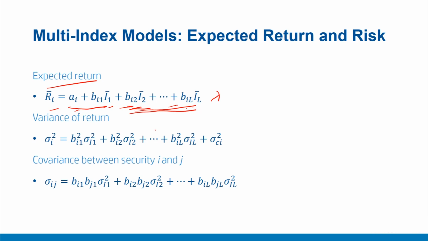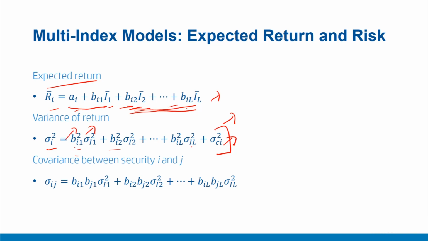Again, similar to the single index model, we introduce variance of return as sigma i square equals Bi1 square into sigma I1 square and so on up till Bil square into sigma Il square plus sigma Ci square. This sigma Ci square represents the residual or stock specific idiosyncratic component of risk which is specific to security i. The remaining components include variance terms for the index which is included and the sensitivity of the security.